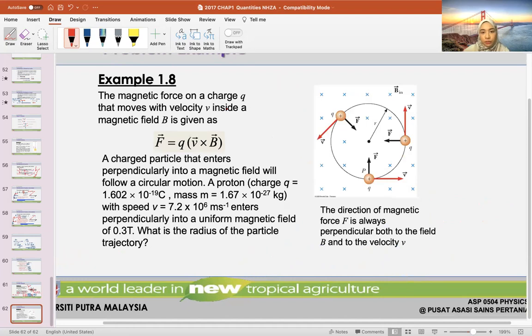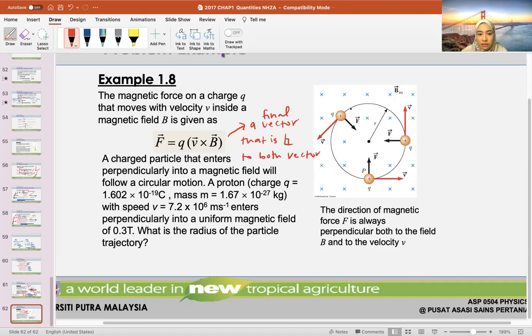Okay, so this is the cross product. Do I have any question? Okay, tak ada. This is the cross product like I mentioned to you before. The final answer of a cross product is a vector that is totally perpendicular to both vectors. Dia akan perpendicular to V, dia akan perpendicular to B. Tu final answer dia. The force is perpendicular to V and also B.